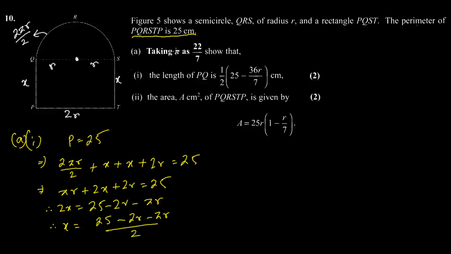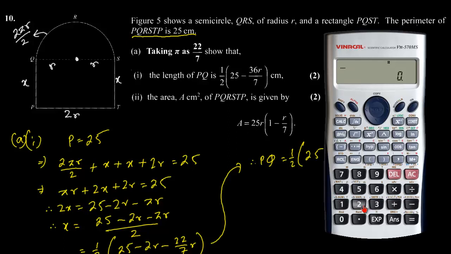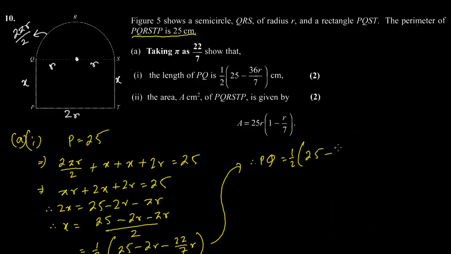So we have to use pi as 22 by 7. Remember, pi is not 22 by 7. It is in this sum they're telling us to use 22 by 7. Otherwise you cannot use pi to be 22 by 7. So anyway, this is half, and we can write 25 minus 2r minus 22 by 7 r, and if we use the calculator, PQ equals half of 25 minus, so minus 2 minus 22 by 7, that should be minus 36 by 7, and that's shown. So minus 36 by 7 r. That is the expression for this PQ.